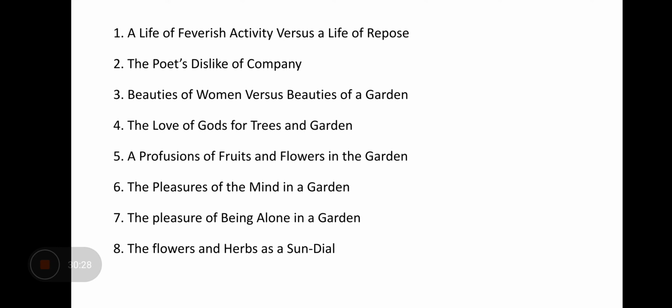she was to be transformed into the laurel tree, and Pan, the god Pan, ran after the nymph Syrinx only because she was to be changed into a reed from which he could make a pipe for himself to play upon. Then he describes fruits and flowers in the garden. Then, specially, he speaks about the pleasures of the mind in the garden, how the mind becomes active in the garden. That he tells, and that is more important.